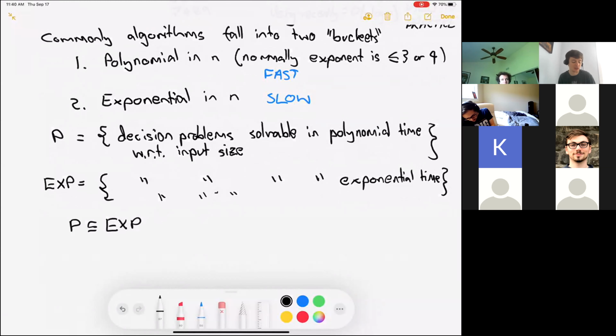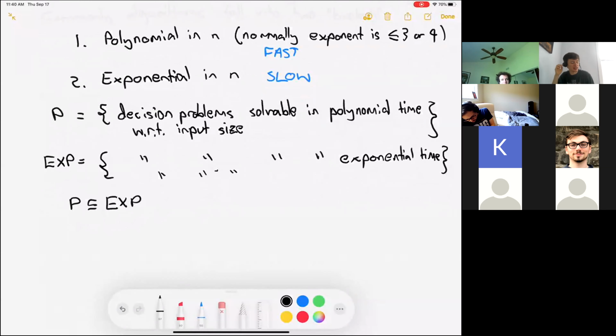And similarly, we can define things, sometimes called EXP, which is exponential. By exponential time, I mean order 2 to the p(n) for some polynomial p(n). Okay, so I don't just mean order 2 to the n; it could be order 2 to the n squared or n cubed or anything like that. Similarly here, P is order p(n) for some polynomial.